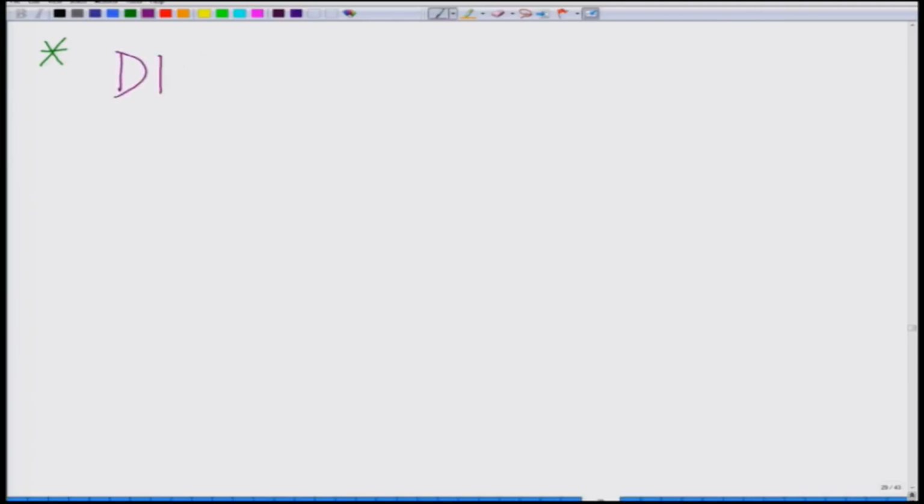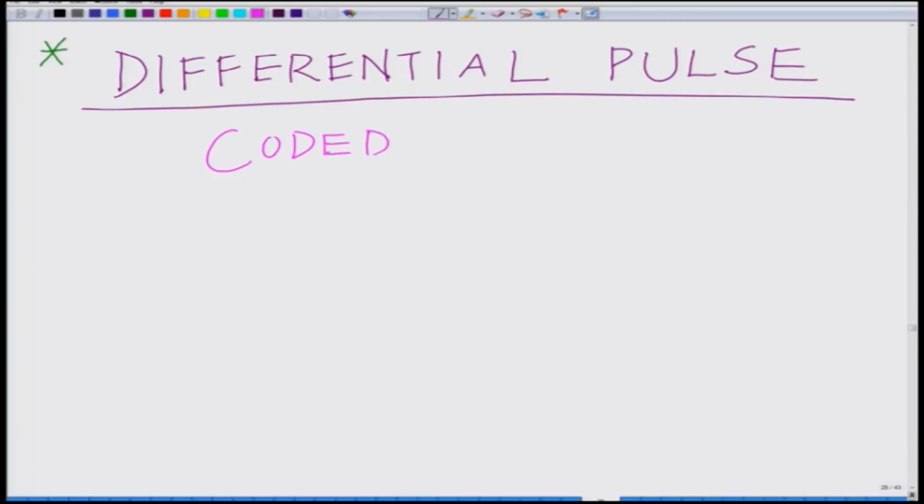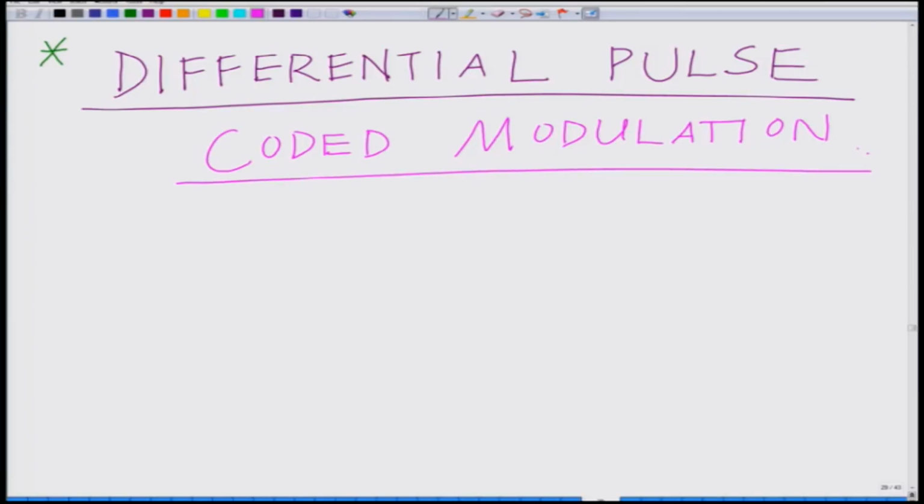So, we start a new module in which we want to look at differential pulse coded modulation, as the name implies, and this is abbreviated as DPCM, for differential pulse coded modulation.